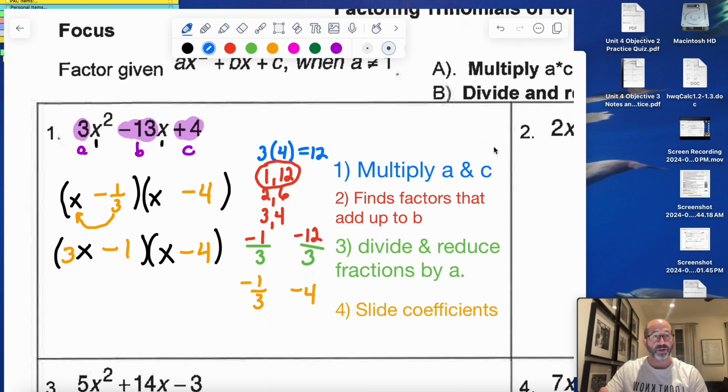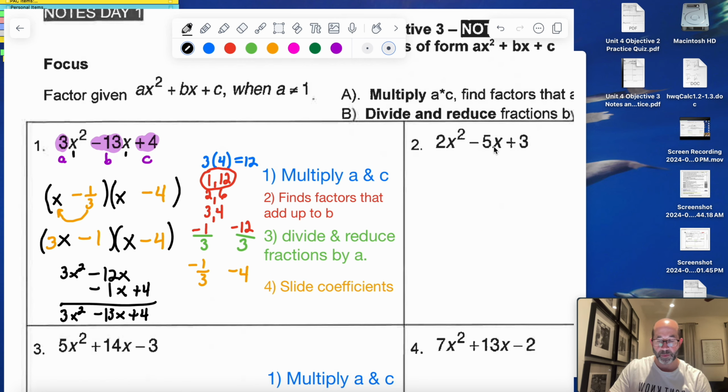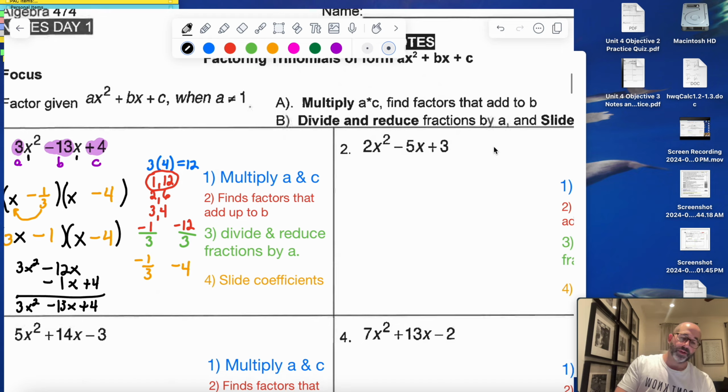Now, what's nice is that we can check every one of our answers. If I go back and multiply this out, we get 3x squared minus 12x minus 1x and positive 4. And all that multiplied out, or combined, is 3x squared, negative 13x, and positive 4. Okay, so that checks out. Okay? So let's try going through this.